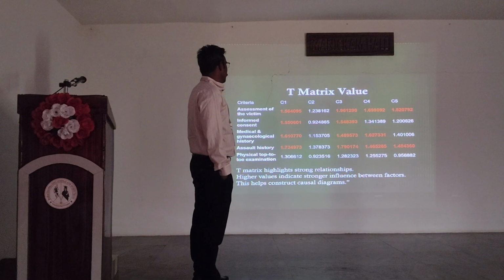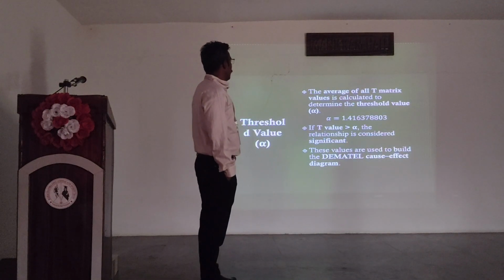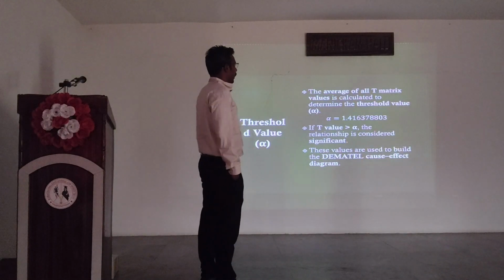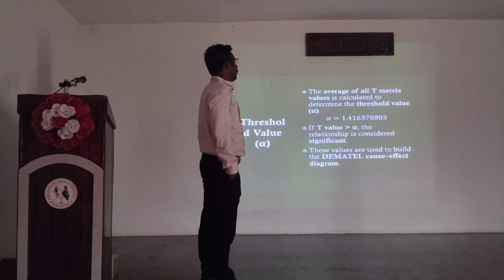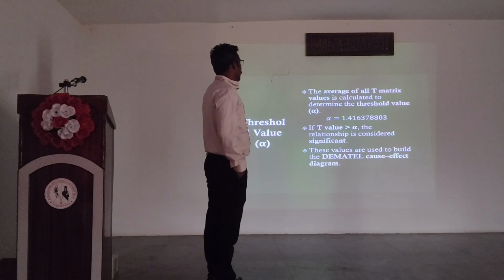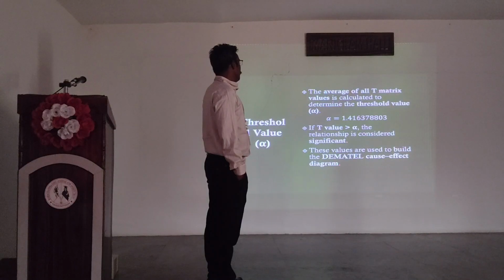This is the cause and effect diagram. This is the threshold value. The average of all T matrix values is calculated to determine the threshold value. Alpha is 1.41637803. If a T value is greater than alpha, the relationship is considered significant. These values are used to plot the DEMATEL cause and effect diagrams.